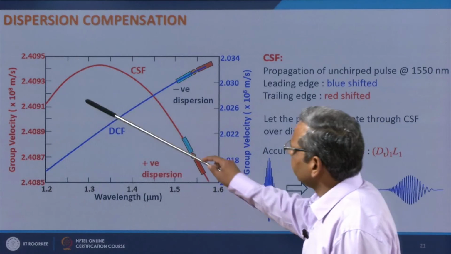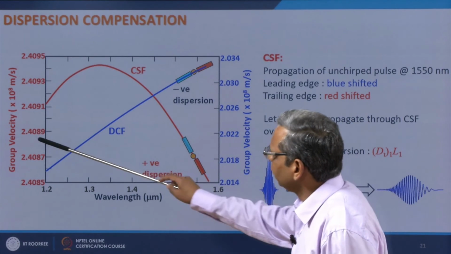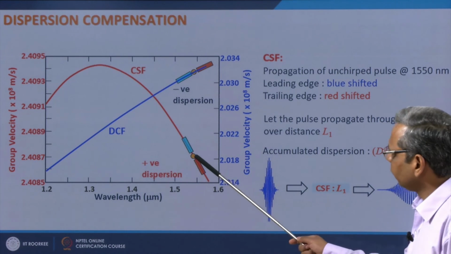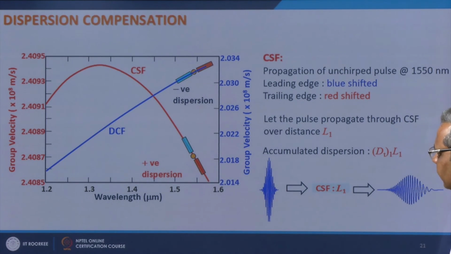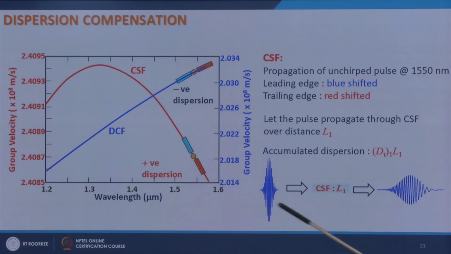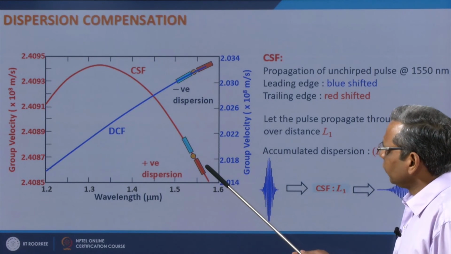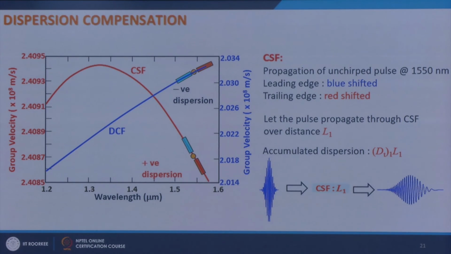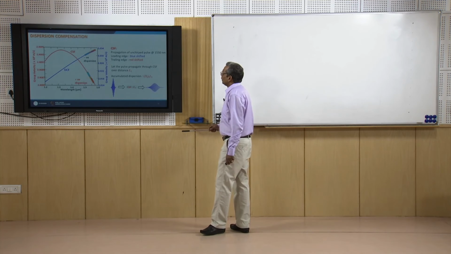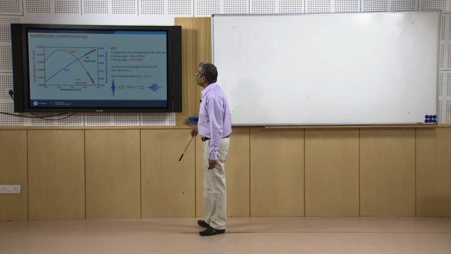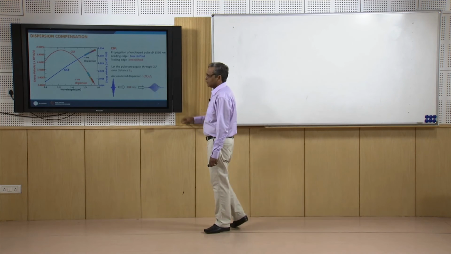So, if you look at a conventional single mode fiber, this is the group velocity dispersion of a conventional single mode fiber. You work somewhere here at 1550 nanometer wavelength. So, here you have that your longer wavelength components travel slower while the shorter wavelength components travel faster. So, as a consequence, an unchirped pulse at 1550 nanometer, if you send through this fiber, then its leading edge gets blue shifted while the trailing edge is red shifted.